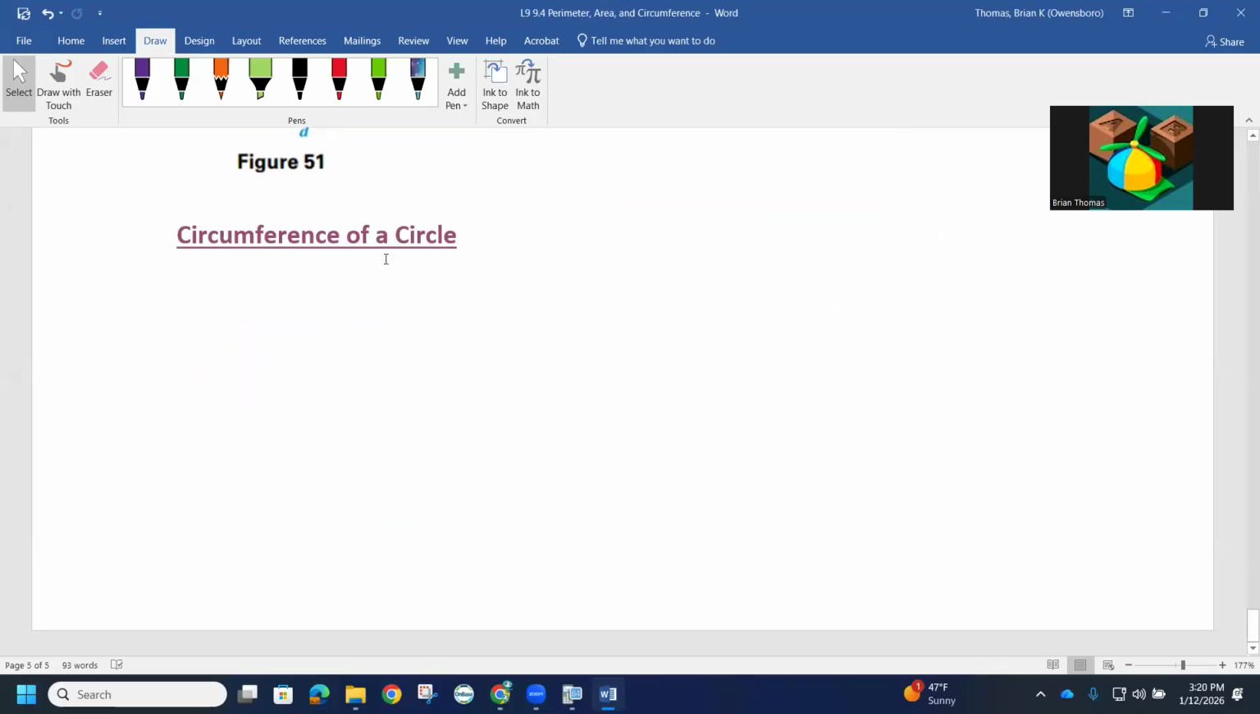Let's see here. So I believe that's all there is with circumference and perimeter.